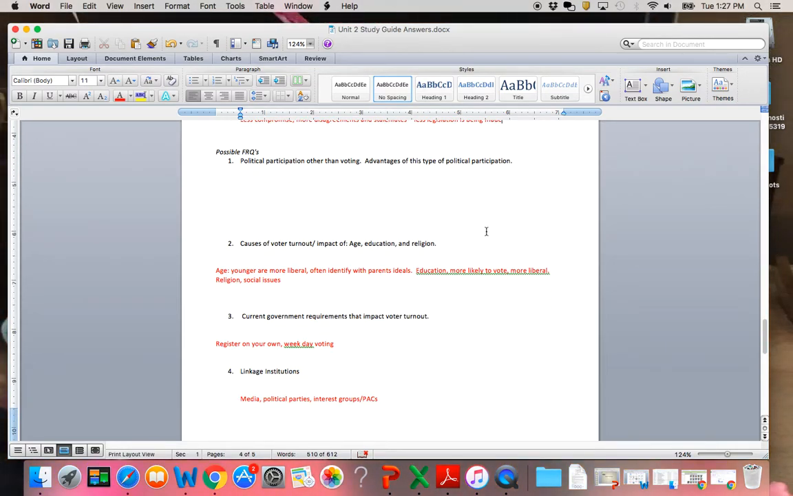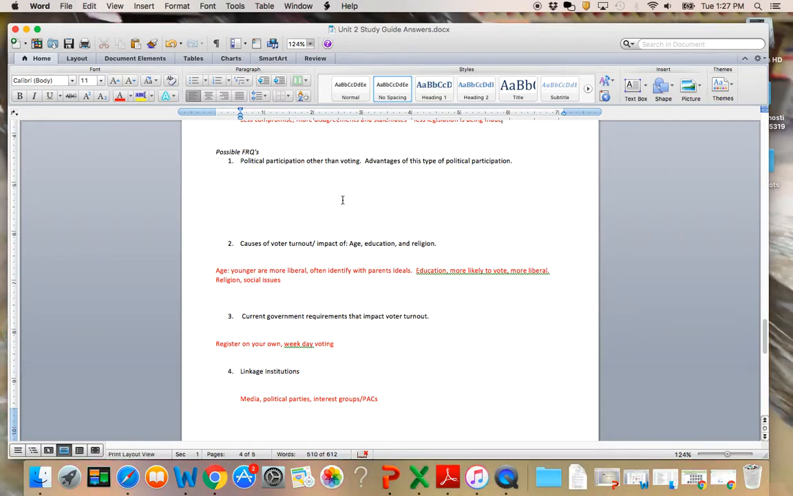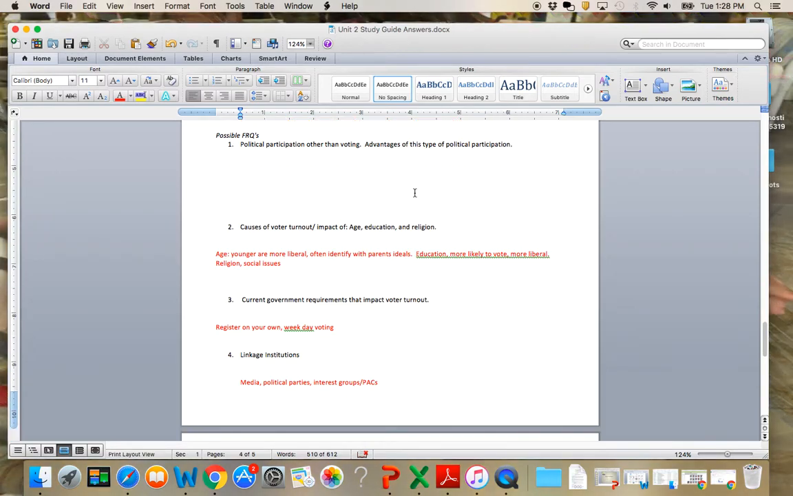Now, looking at possible FRQs, make sure you know these concepts. You can write about them and discuss them. We already talked a little bit about political participation other than voting, and then some advantages of those.